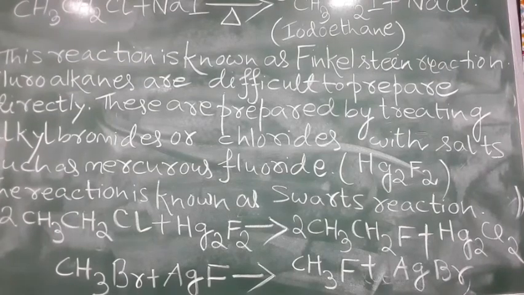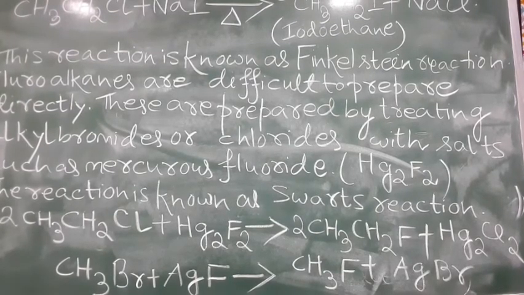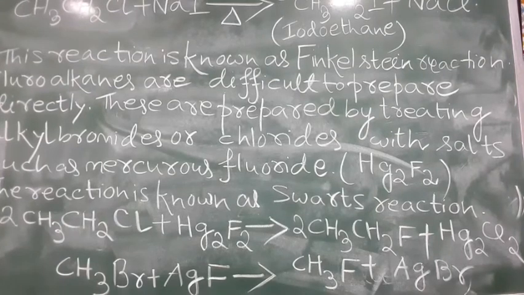Alright students, I have given another reaction of sodium iodide with chloroethane, CH3CH2Cl plus NaI in presence of acetone, and on being heated forms iodoethane and NaCl. Now children, this reaction is known as Finkelstein reaction. Children, please remember this name reaction. It is very important. Finkelstein reaction. Addition with sodium iodide in presence of acetone. These are the reagents. So it is known as Finkelstein reaction.